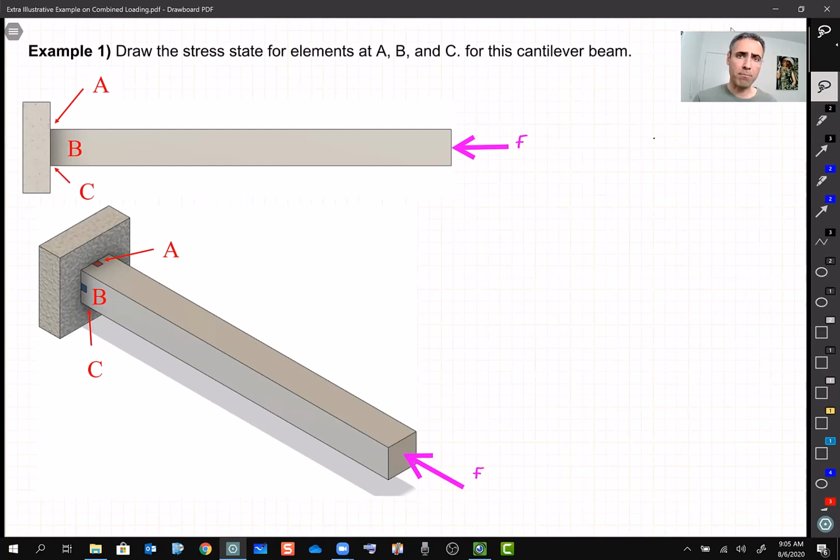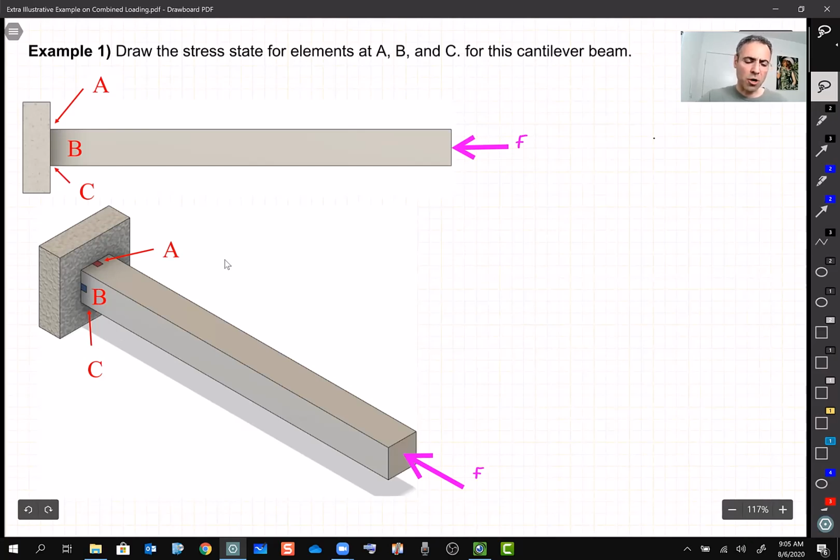We have a bar or a beam, and it is fixed in one end, and the question asks us to find the stress at points A, B, and C. And when we say a point, it's in fact a point, but when we draw the stress element, we sort of magnify that point, and we think of it as a square, basically, right? So for this element A, B, and C.